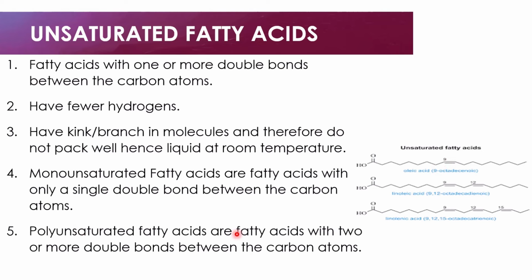Polyunsaturated fatty acids are fatty acids with two or more double bonds between the carbon atoms. So as you can see from this structure over here, this acid has two double bonds and this acid also has three double bonds. So these two acids happen to be polyunsaturated fatty acids because of the presence of two or more double bonds between the carbon atoms.